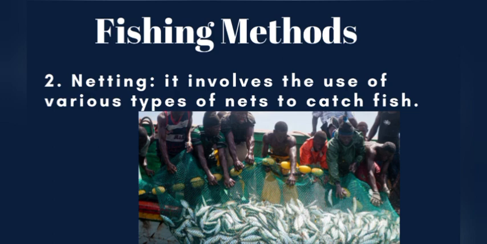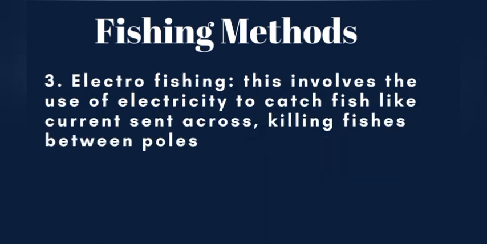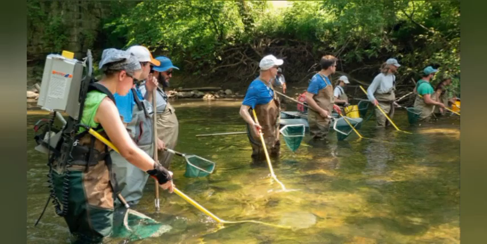You see them putting net in the pond to catch fish, to harvest fish or to crop fish. Okay, now that is that. Then number 3, electrofishing. This involves the use of electricity to catch fish, like current sent across, killing fishes between poles. So this involves the use of electricity to get fish caught right in the water body. Though this method is not popular, especially for us here in Nigeria. It's not commonly used. Okay.